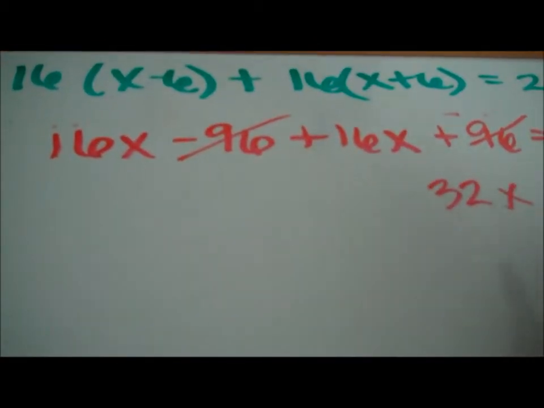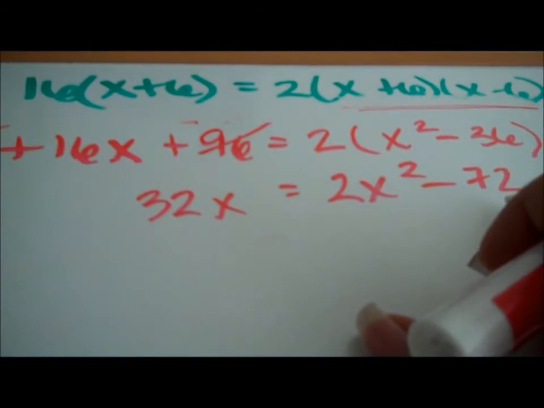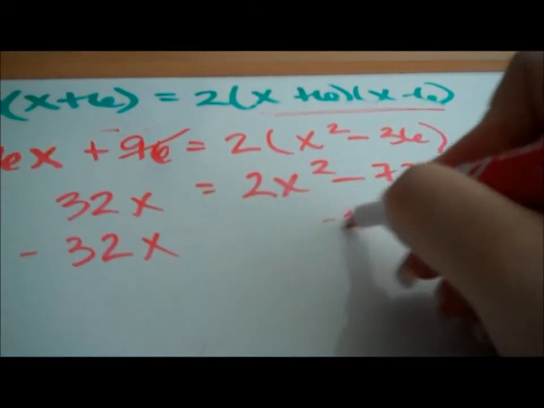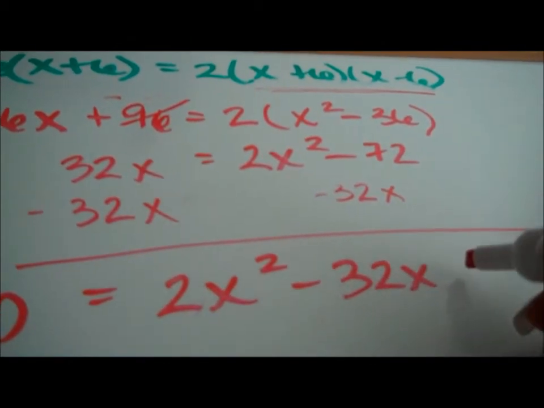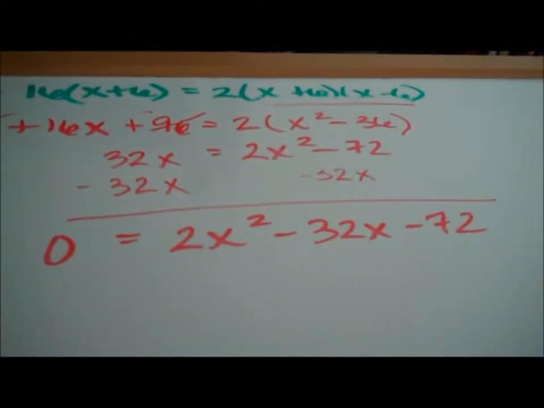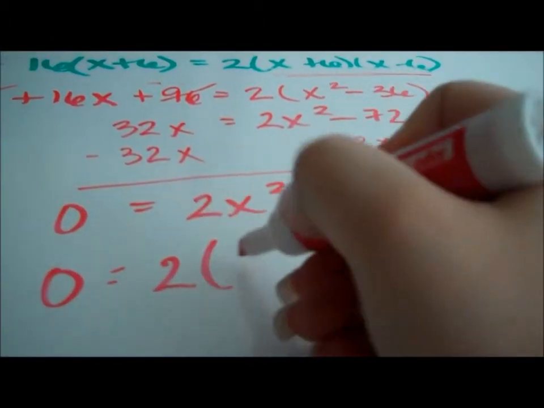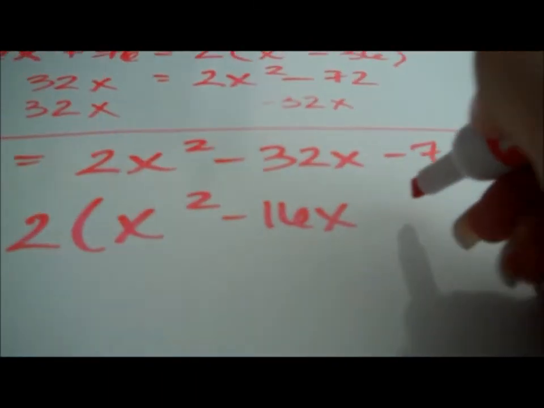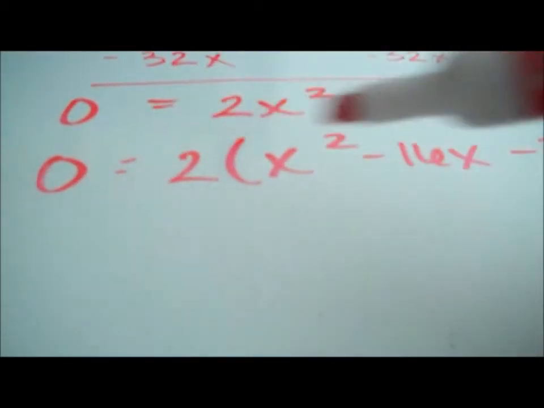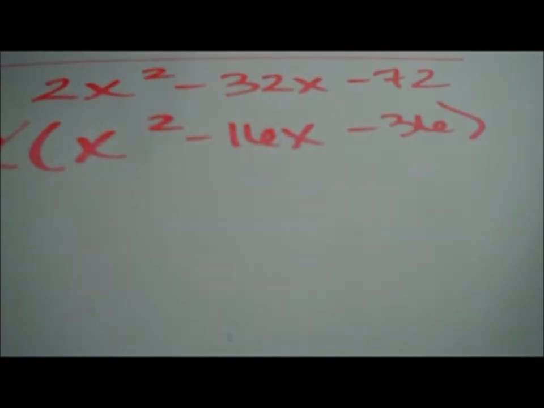And I get 32x. In order to solve for x here, I need to move the 32x to the other side, so I'm going to subtract 32x on both sides. So I have 0 equals 2x squared minus 32x minus 72. I need to solve this for x, so I need to simplify this. Because I notice each of these is even, I can take out a 2. And then when I want to solve, that 2 is just going to go away because I can divide both sides by 2, and 0 divided by 2 is 0.